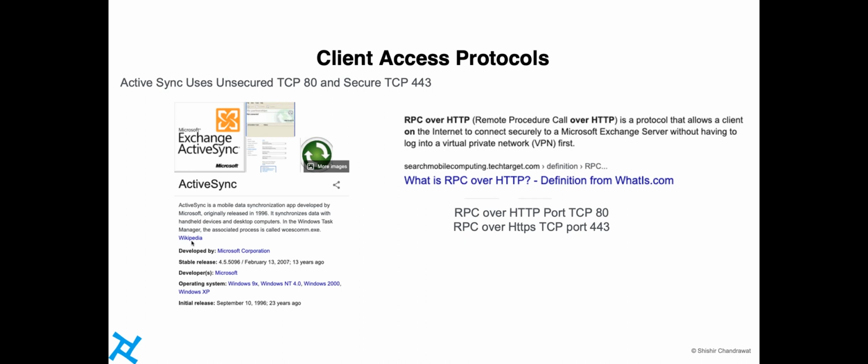ActiveSync. ActiveSync is a mobile data synchronization app developed by Microsoft, originally released in 1996. It synchronizes data with handheld devices and desktop computers. In Windows Task Manager, the associated process is called wcescom.exe. I never knew this, and never had to care about it.